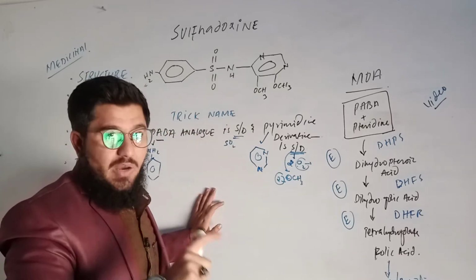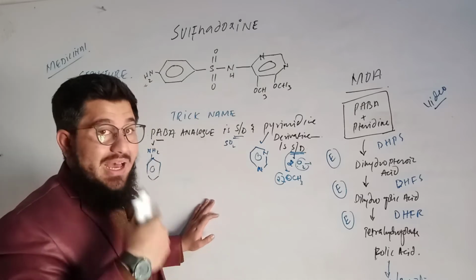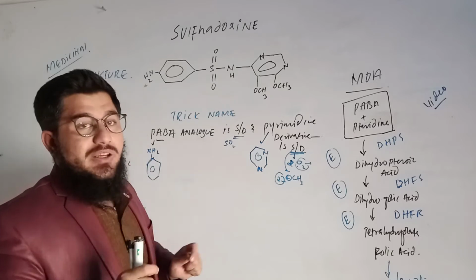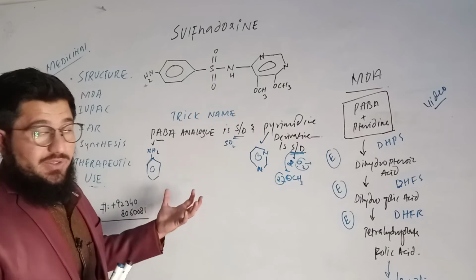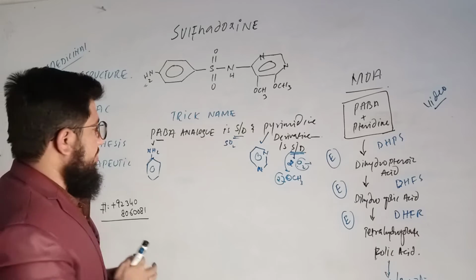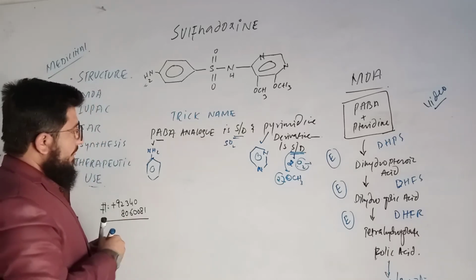I was studying, or while I was going through the details of the sulfadoxine drug, okay? So from that study, I got this trick. This trick is totally relevant to the topic, relevant to the structure. Now you will see how it is relevant, because from this name you will be able to draw the structure. So coming to the structure without wasting any time, here we got PABA.